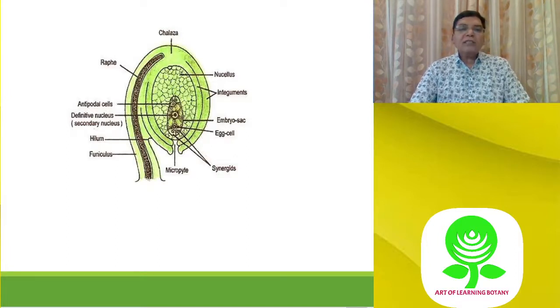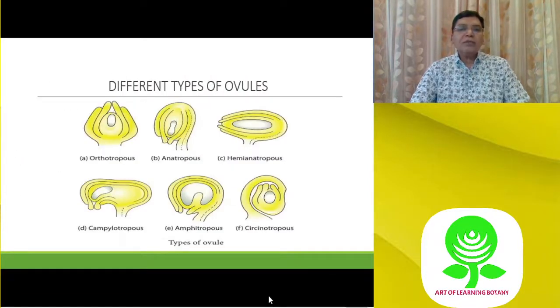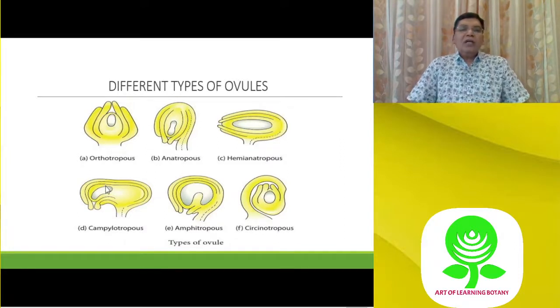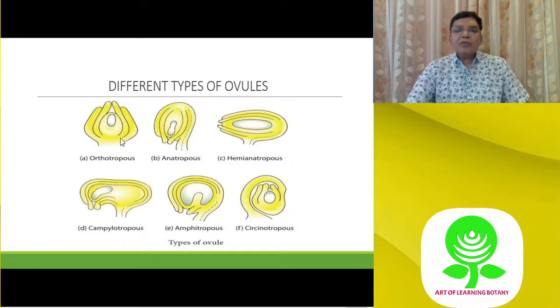So how does the megaspore develop? We'll discuss that. Before that, let us see again how many types of ovules are present. In the angiospermic world, you'll find there are 6 types of ovules. The first one is called the orthotropous ovule, where the funiculus is at the base or the chalazal end, and it is an upright ovule.